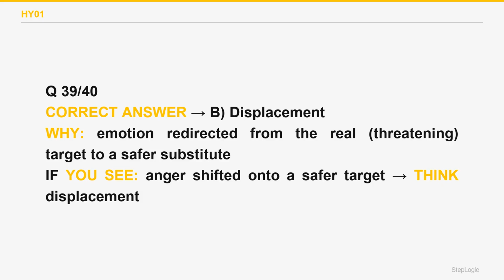Projection is attributing one's own unacceptable feelings to someone else, for example, insisting the boss hates him, not redirecting the anger onto a third party. Choice A, wrong. Sublimation channels an unacceptable impulse into a socially constructive outlet, such as exercise, and is a mature defense. Unlike lashing out at his children, choice C, wrong. Shifting anger onto a safer target is displacement.